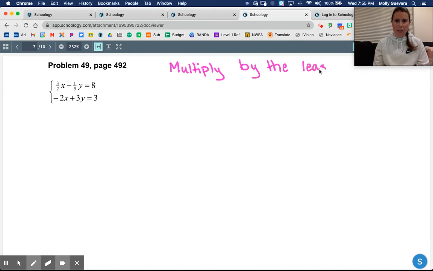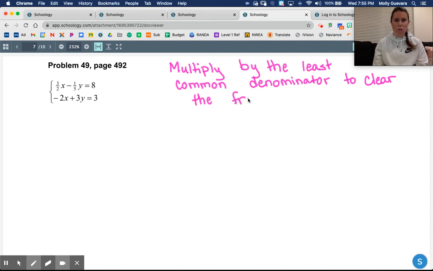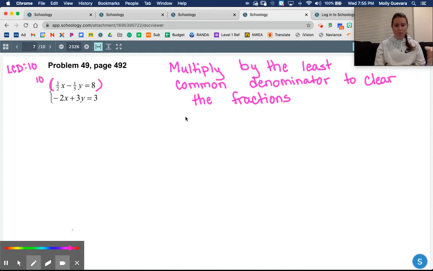The least common denominator to clear the fractions. So what that is going to do, right, I'm allowed to multiply everything in one equation by a number. So here my LCD is 10. So I'm going to multiply this whole top equation by 10.